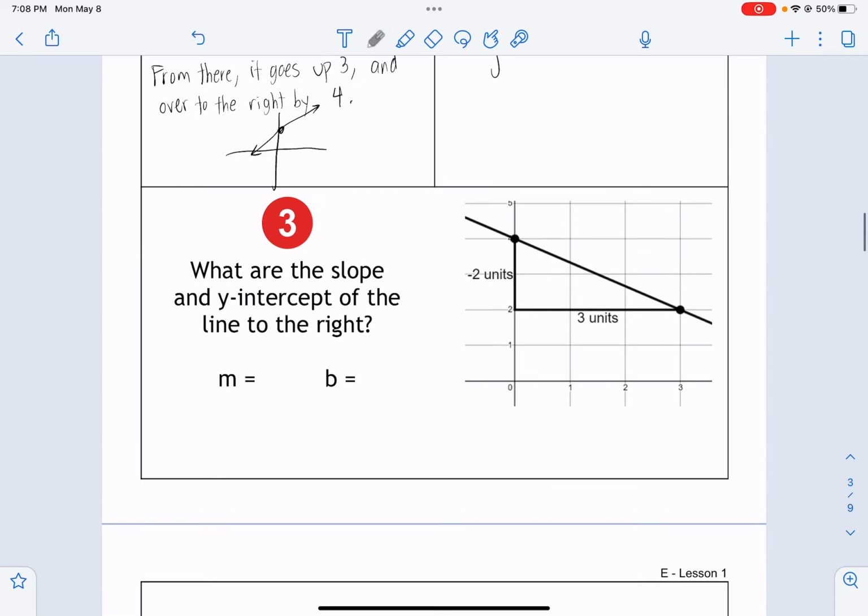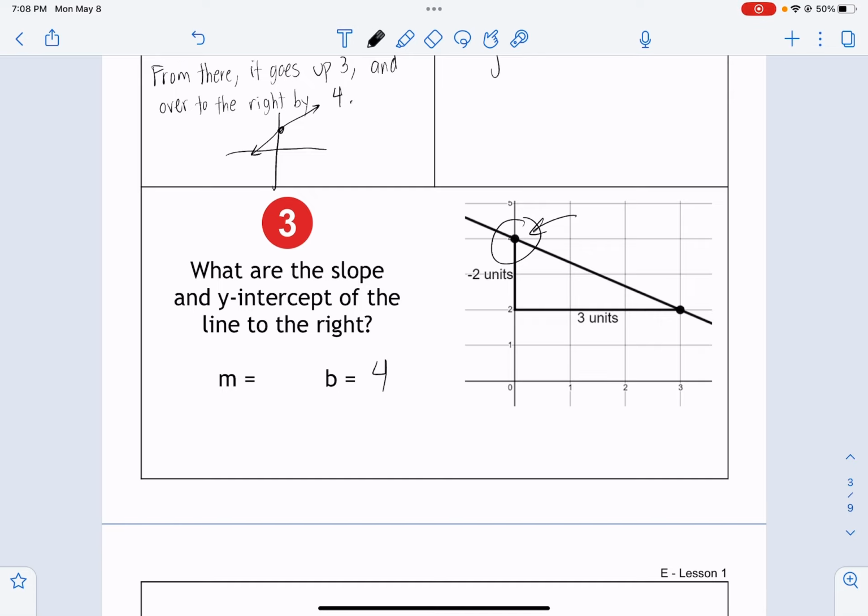Okay, what are the slope and y-intercept of the graph to the right? This is something we did a lot in the previous unit when we were finding the rates of change and initial values of lines. But here, it's just slope and y-intercept. The y-intercept is usually a little more straightforward. It's just wherever the line crosses the axis. Here that happens at 4.